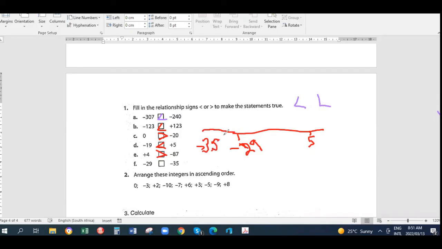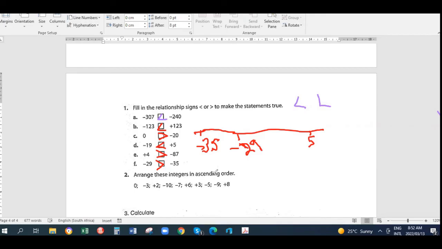So there's your number line. Your negative 35 is going to be further down the line. So negative 35 will be less than negative 29. So this is less, and this is a larger number. So we're going to use a greater than sign because this is larger than that. Always think about your number line as well as the rule: the larger the negative number, the smaller it is. So we can use that rule as well.